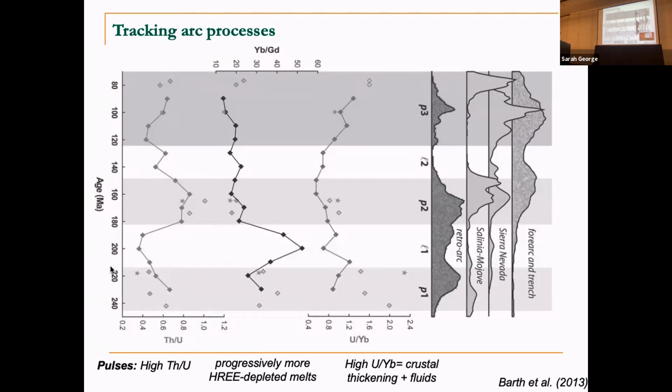All right. So we can also use this to say something about arc processes. This paper, Barth et al. 2013. I'm running low on time, so I'm going to go ahead and speed this up. Basically, they see these magmatic pulses in the detrital record, and they look at the trace elements to basically say something about what is happening during those magmatic pulses. So I'll point you to that paper if you're interested in that kind of stuff.